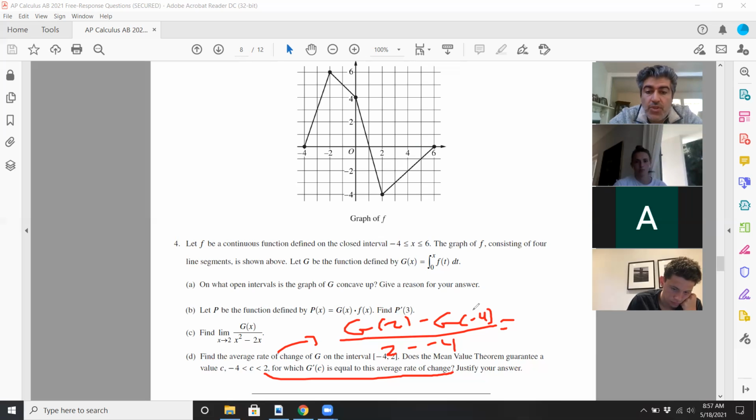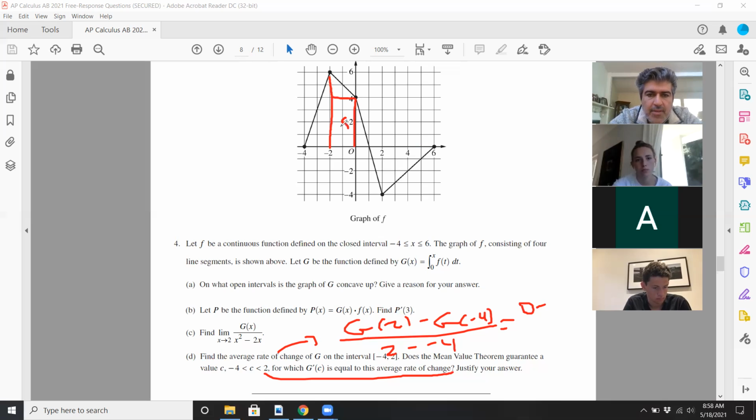Okay, G of 2 we already know is 0. G of -4 is going to take a little bit of work. Remember, we're integrating from 0 to -4. So you could chop this up. Hold on. What is the best way to chop this one up here? Actually, there we go. That's the best way to chop it up.